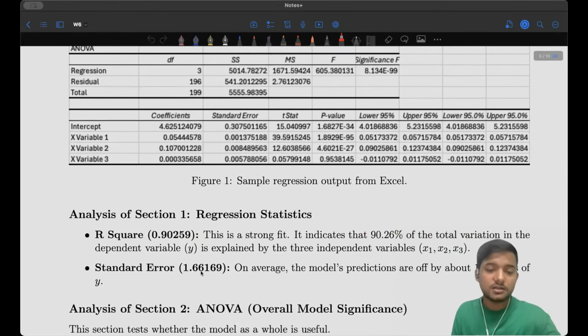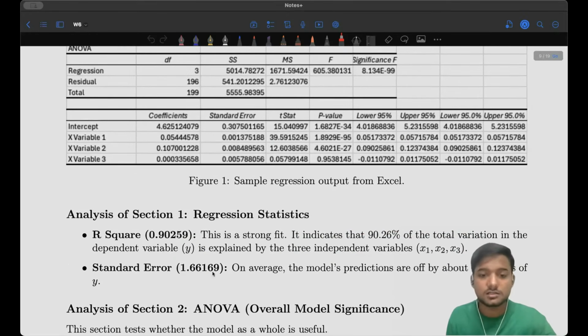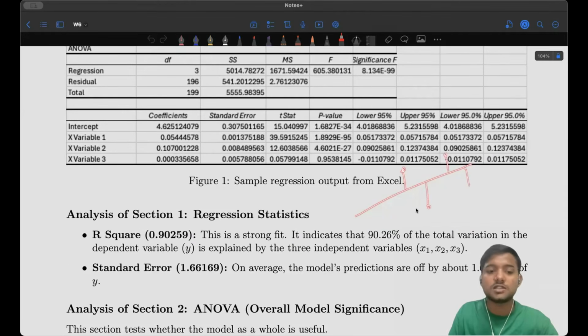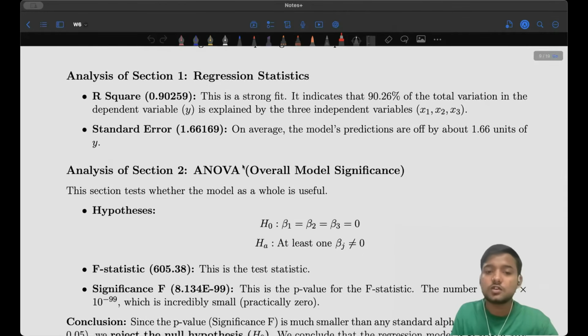Then what is the standard error? Standard error is 1.66. So on average, model predictions are off by about 1.66 units of y. So if my equation line is like this, you can imagine my predictions would be on average 1.66 off from this line.